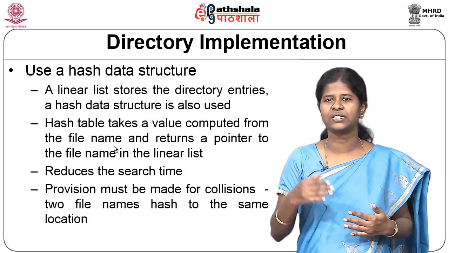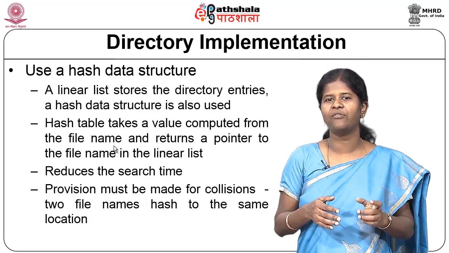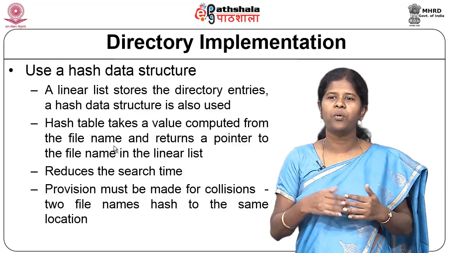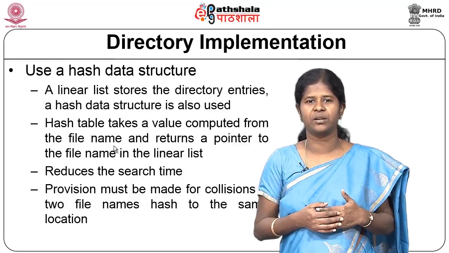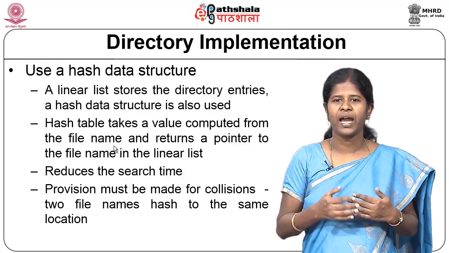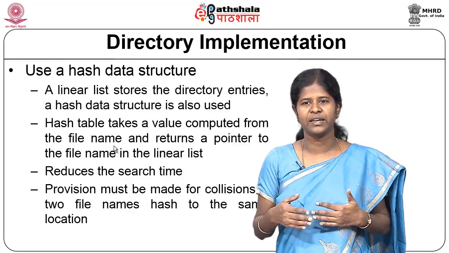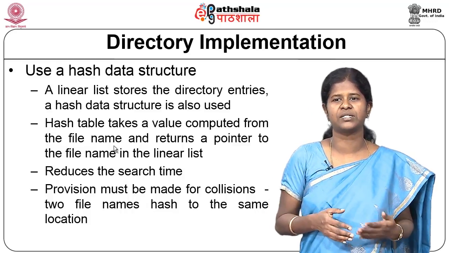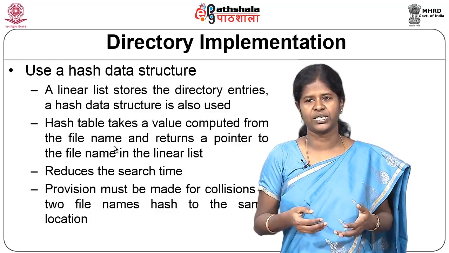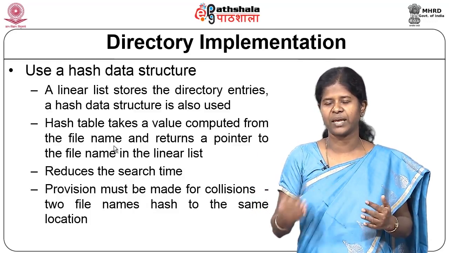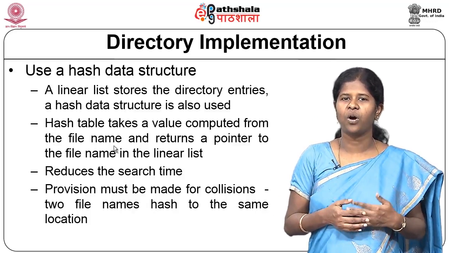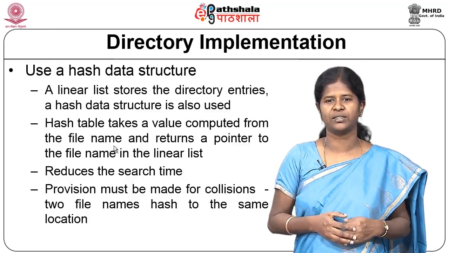You can have a linear list to store the directory entries, and you can have a hash data structure also. This hash data structure will help in getting to the entries in a much easier way. The hash table will take a value computed from the file name and return a pointer to the file name in this linear list. Because of this, the search time is reduced. But the problem is that you need to provide provisions for collisions, that is, if two file names hash to the same location, then what to do. So, you can have a linear list or a hash data structure for implementing directories.